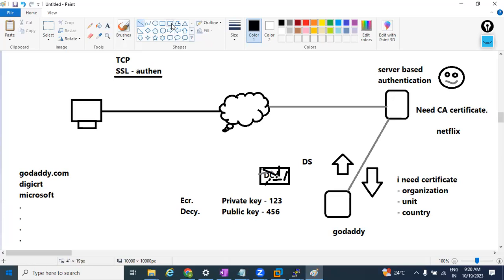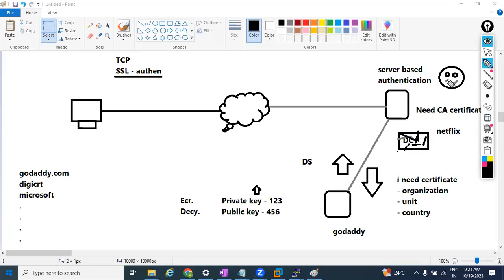Private key of GoDaddy. Private key of what? GoDaddy, and it would send this certificate to whom? To this digital certificate. Okay, now Netflix is happy because they have a digital certificate.